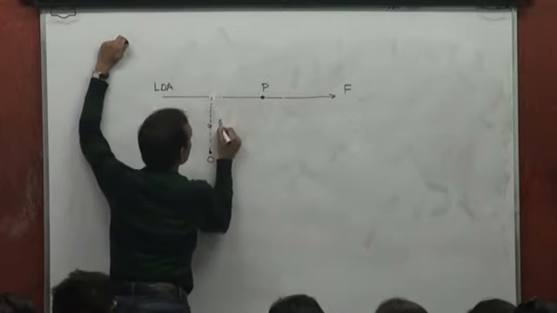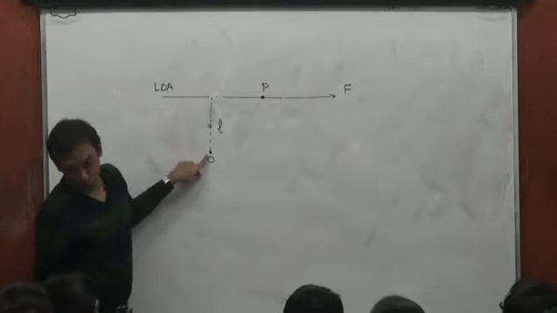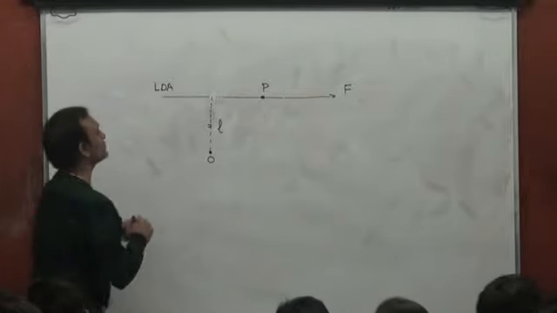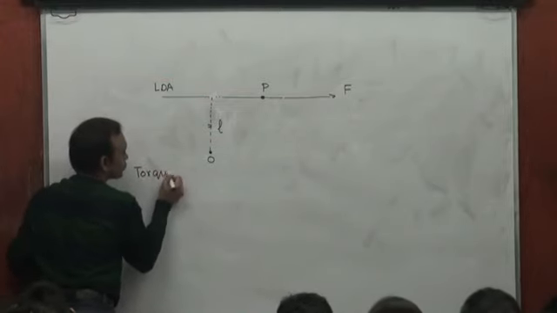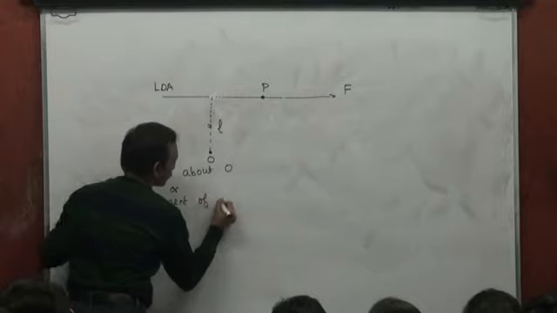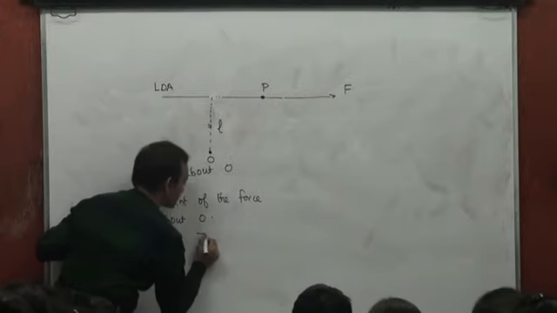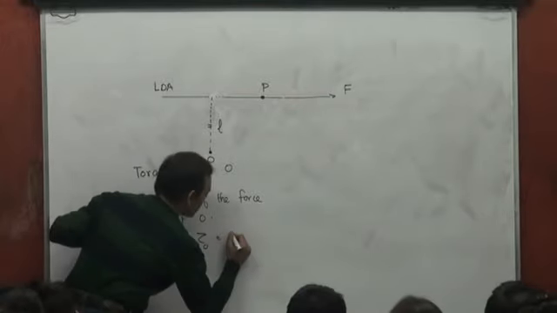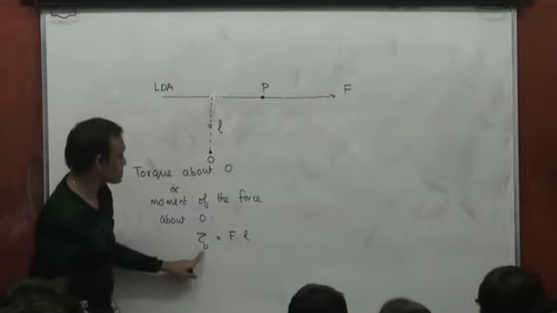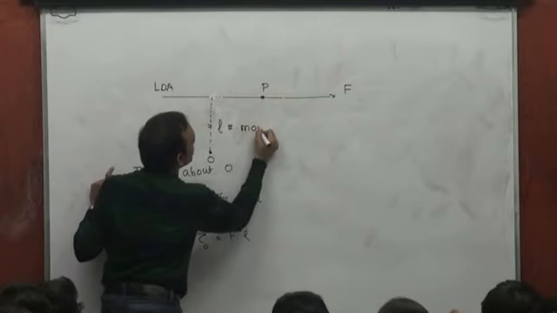L is the perpendicular distance of the line of action of the force from the point O. We then define what we call the moment of the force about O, or torque about O, as tau O equals F into L. L is the perpendicular distance of the line of action of the force from the point O, and this is the moment of the force about O. This L is also called the moment arm.